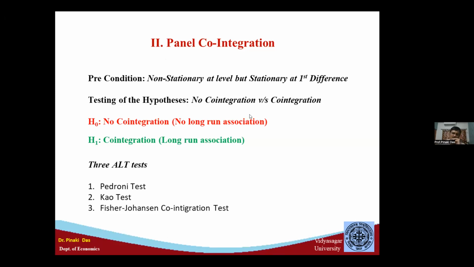And this panel co-integration test can be performed by alternative tests: Pedroni test, Kao test, and Fisher-Johansen co-integration test. We will apply these tests to understand the panel co-integration test.